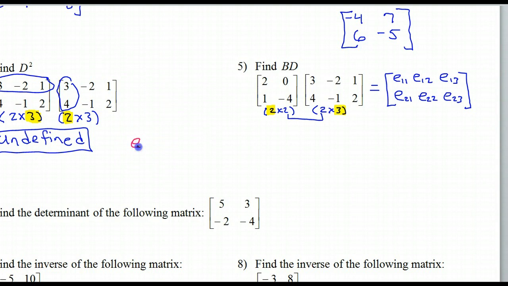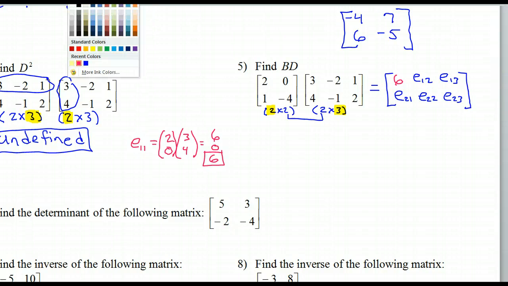So let's start with element 1,1. That means row 1 times column 1. Row 1 is 2, 0, like this. Column 1 is 3, 4, like this. So row 1, column 1: that is 6 and 0, which is 6. So that is our first element, which we can put right in there. So that's 6. Alright, let's go for the next one, the next element.